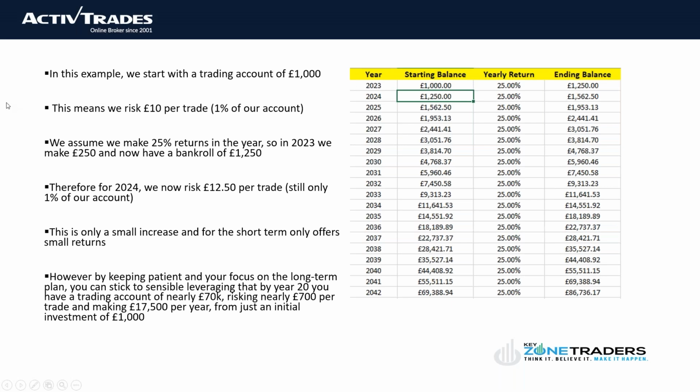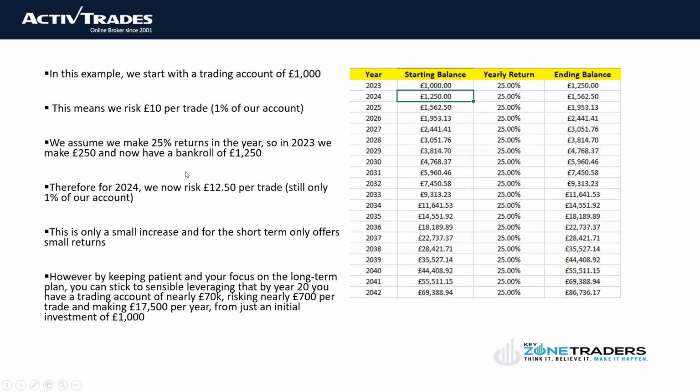So in this example, we're going to start with a trading account of £1,000, which means we risk £10 per trade, which is 1% of our account. You could risk £20 per trade, but in this example, we're going to risk £10 per trade. We're going to assume that we make 25% returns in a year, which is still a very good return. So in 2023, we make £250, and we now have a bankroll of £1,250.